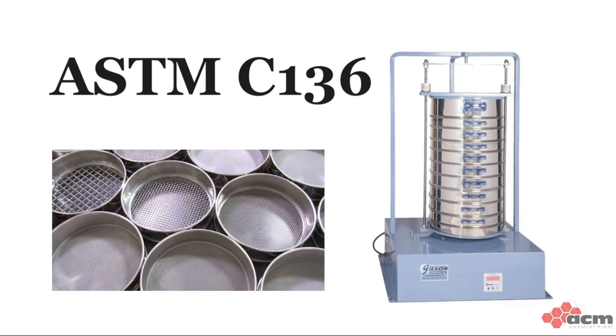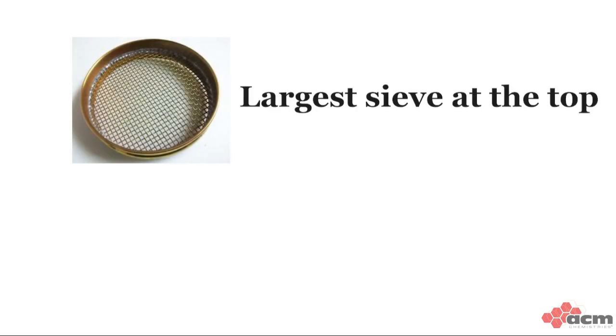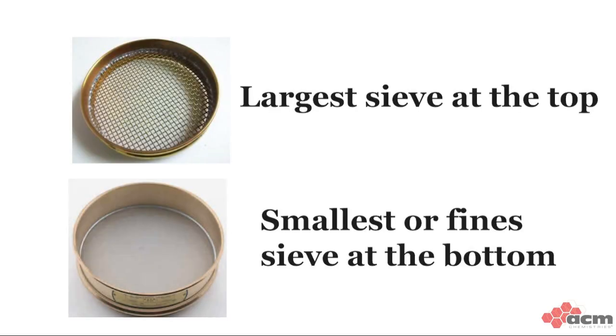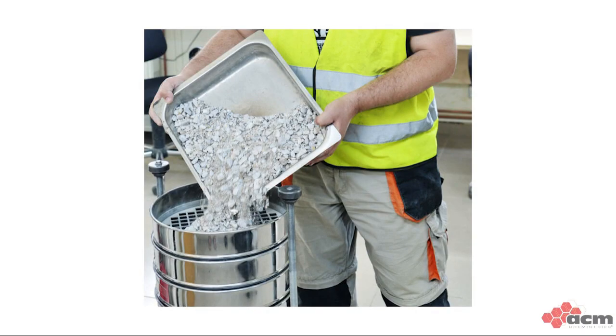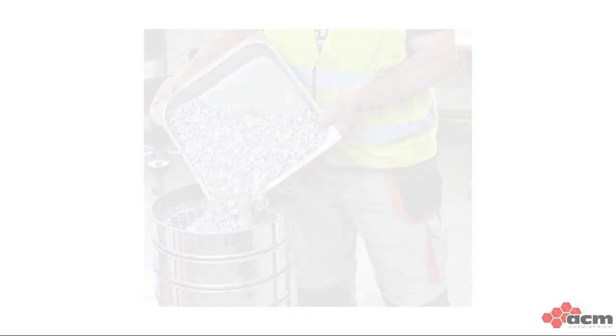To do a sieve analysis, we start with a nest of different sieve sizes, with the largest opening size at the top and decreasing to the smallest opening with a pan at the bottom. Take a representative aggregate sample and feed it into the top sieve. Mechanically vibrate the sieves in a set manner and time. Then weigh each sieve and calculate the percent that is retained.